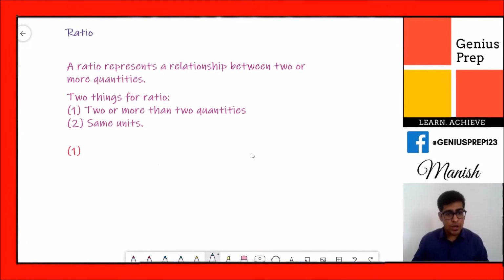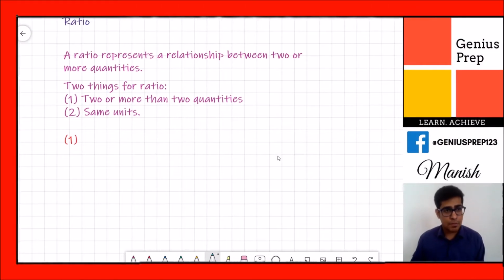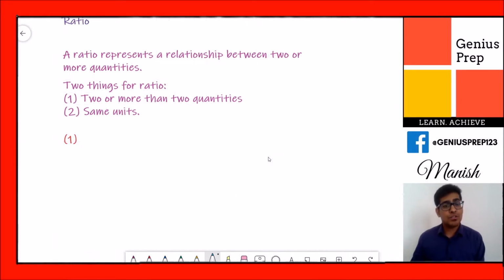So ratio is nothing but comparing two things with each other, or more than two things. But remember, when you do this, always compare the same units. What does it mean? When we were talking about the size of the bottle, you were comparing the size of the bottle. You were not comparing size with the amount or the diameter, because those are different units. So this is what we are going to learn in this video: what things we should compare, and before we compare, what we need to do.